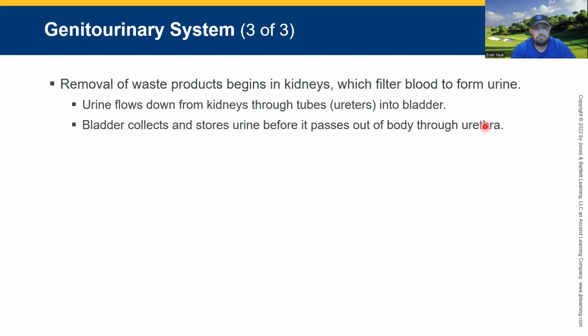Removal of waste products begins in the kidneys, which filter blood to make urine. The urine flows down from the kidneys through tubes into our bladder. Our bladder fills up, and we feel the need to urinate. The bladder collects and stores that urine until it hits a certain point and we feel the urge, and then it passes out of the body through our urethra.